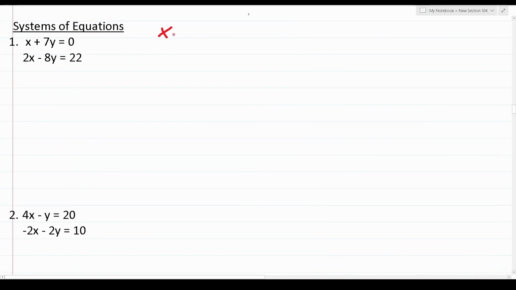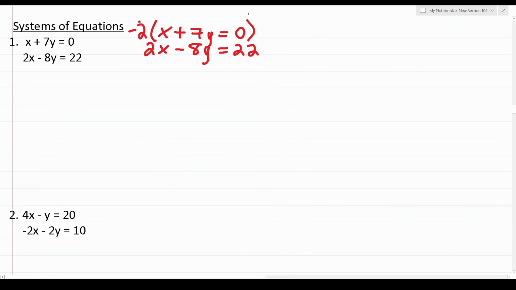We have x plus 7y equals 0. Then we have 2x minus 8y equals 22. Again, according to the elimination method, we're going to multiply either one or both of our original equations by a constant such that when we add them together, one of the letter variables is eliminated. Well, it should be pretty clear that we can multiply this top equation by a constant of negative 2.